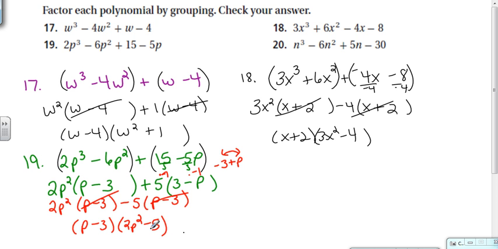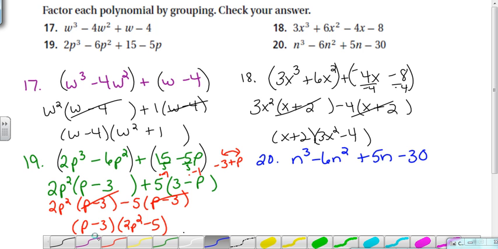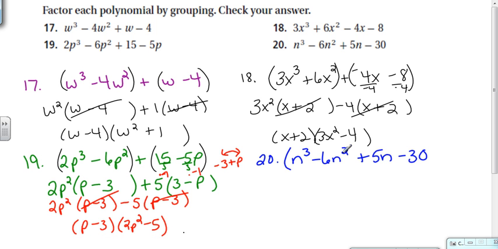And of course, I can do the box method now and see if I get back to my original problem. Number 20 also has 4 terms, so I can group on this one. So I group the first two. I group the last two. My greatest common factor between n cubed and 6n squared is an n squared. So n squared times n gives me n cubed. N squared times negative 6 will give me negative 6n squared.